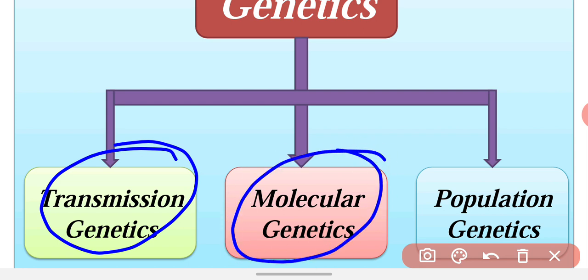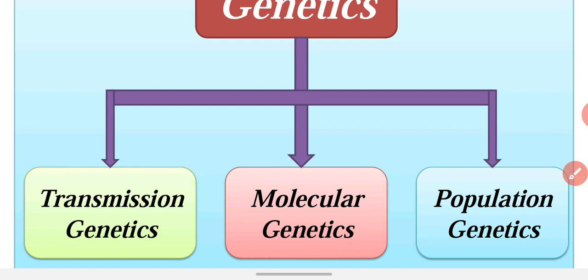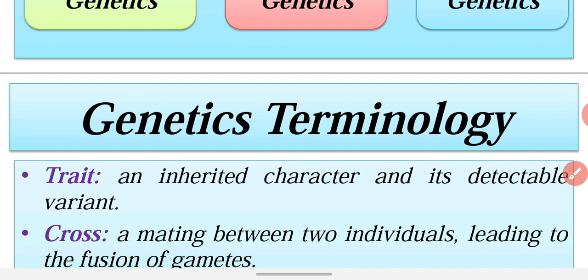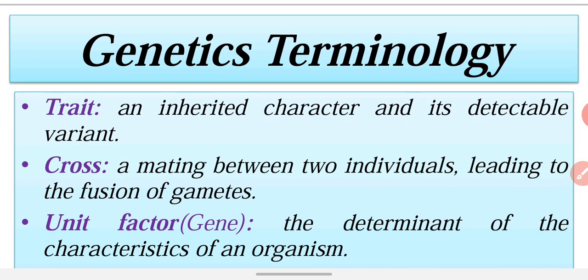Second one is molecular genetics. Molecular genetics deals with the structure and function of genes at the molecular level. And third one is population genetics. Population genetics deals with the distribution and behavior of genes, usually in mathematical terms, in groups of interbreeding or related organisms called populations. These are the basic branches of genetics.